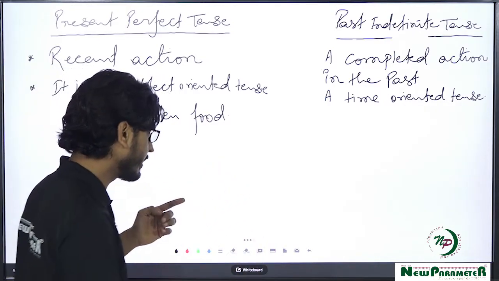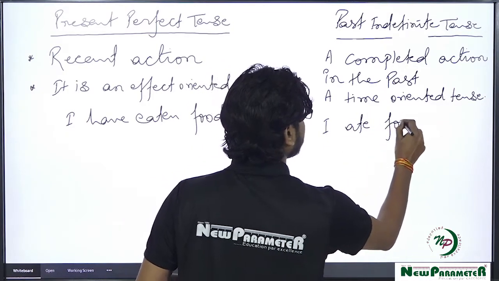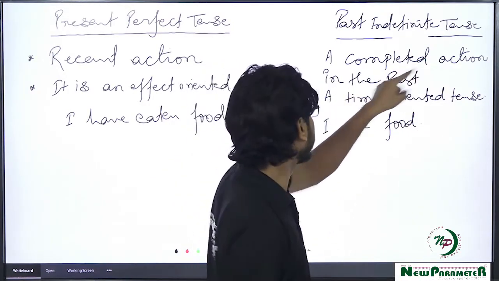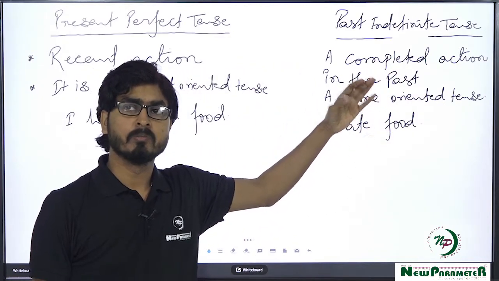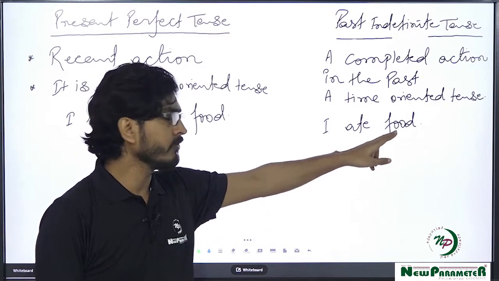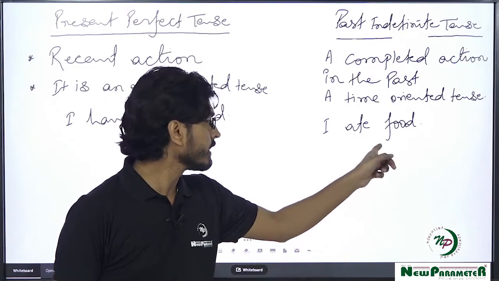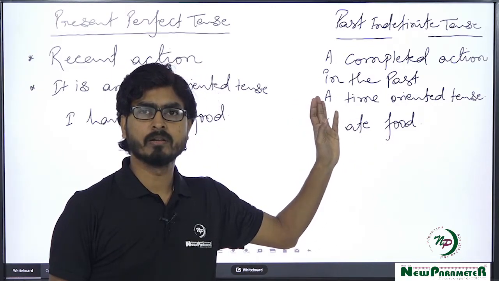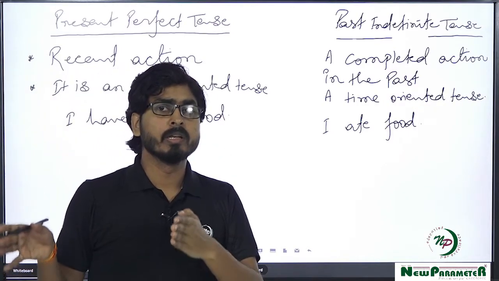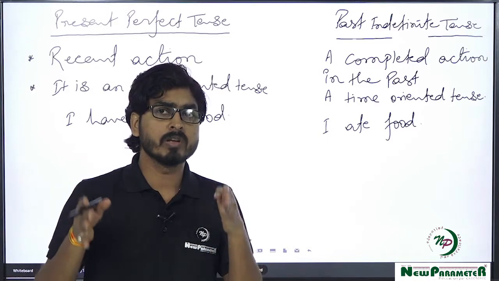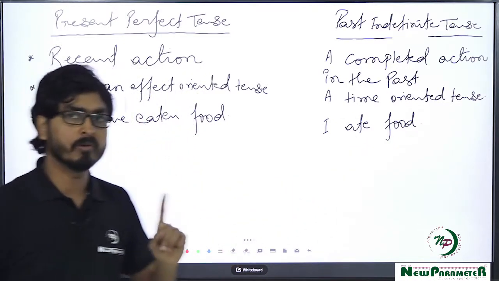But what happens if I say I ate food? Means what? A completed action in the past. Means this action was completely done in the past. Means we don't have any effect of that food. It means I can say I am hungry now. In this sentence, I ate food, I have completed. But in this sentence, I have eaten food, means whatever I have just eaten, the effect of that food is still in my stomach. So in this sentence, I am hungry. But in this sentence, I am not hungry.